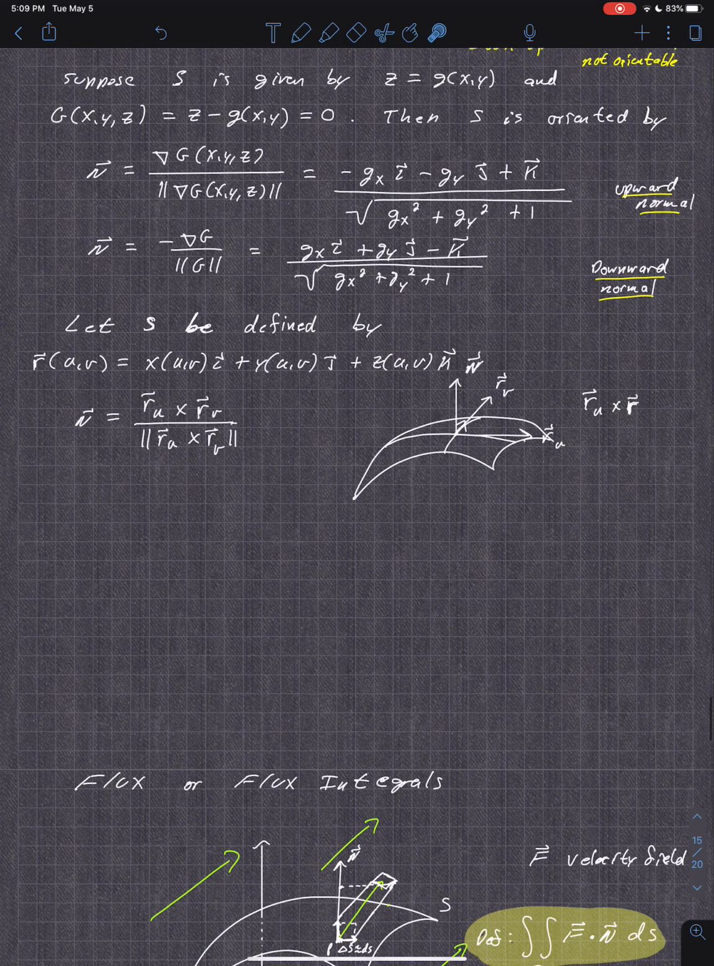If you have a surface S defined by r of u, v, so you have x, y, and z all in terms of u, v, then N you still do the cross product. That gives you the normal, and then you make it a unit vector. So it makes it into your vector N.